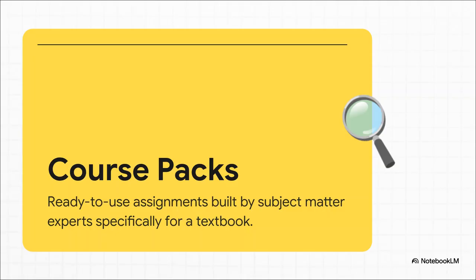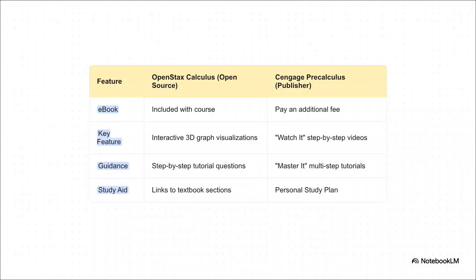Okay, now this is where things get really interesting, because you can see how the digital toolkit changes depending on the book. On the left, you've got the open source OpenStax book. The ebook is just included. Its killer features are things like these amazing interactive 3D graphs and helpful tutorial questions. But then on the right, you have a traditional publisher like Cengage. You might have to pay extra for their ebook, but they offer different tools, like watch-it videos that literally walk you through a problem, or a personal study plan that adapts to how you're doing. There's no single right way. It's a whole ecosystem of different approaches.